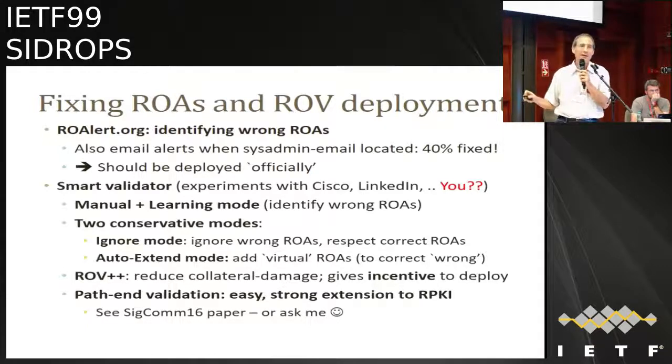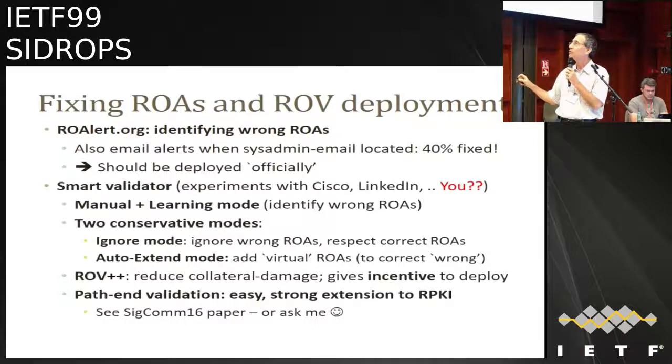Okay, so what is this smart validator doing? It has three modes, essentially. The first one is manual and learning mode. It's a manual mode allowing the operator to define exceptions to the regular ROVs: this ROV ignore, this ROV apply, and so on, and learning at the same time. What is it learning? It's trying to identify these incorrect ROAs, and when the operator so wishes, it can move to one of the two conservative modes.